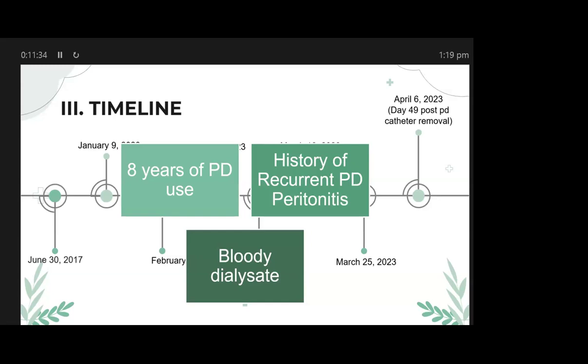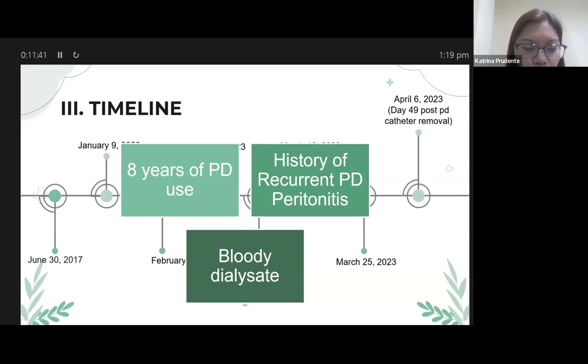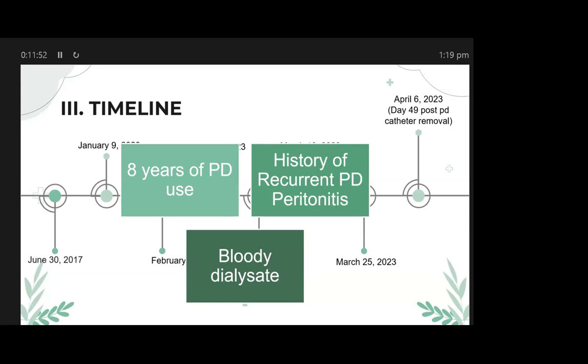Is the patient taking any medications that can cause bleeding? No anticoagulants, no medications that can cause bleeding, ma'am. Also no new medications prior to the onset of the bloody dialysate. Okay, thank you.